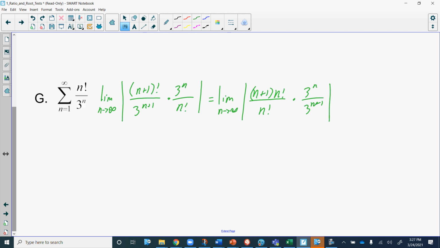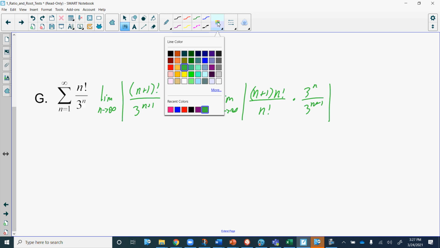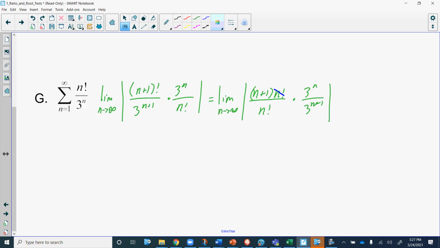So what we're going to see, n factorial and n factorial simplify to be 1. 3 to the n power over 3 to the n plus 1 power, subtract the exponents, and the 3 to the n powers simplify, leaving me just a 3 in the denominator. And keep going, and I'm going to wind up with the limit, let's keep our equal chain going, equals the limit as n approaches infinity of n plus 1 over 3, which is going to have a limit of infinity.